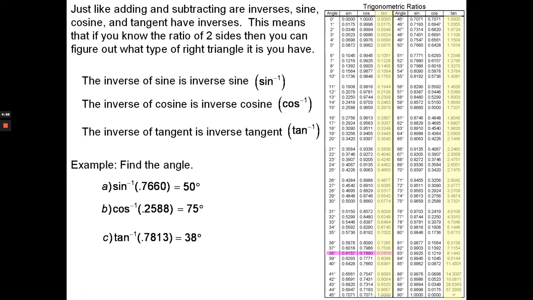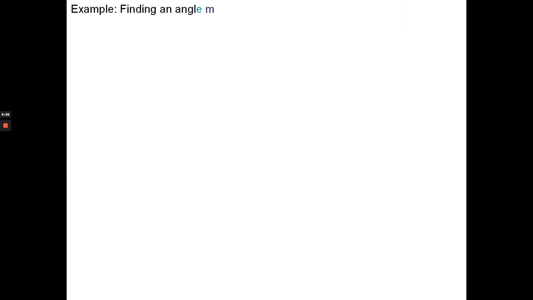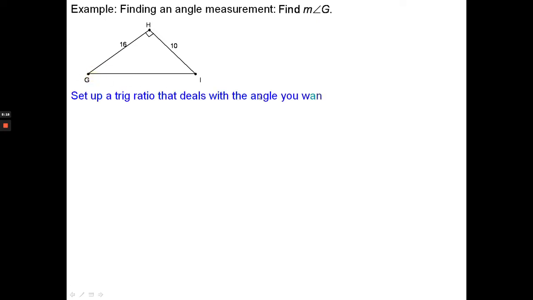So now, how does this help us when we are given triangles? So we want to find an angle. Notice this is in a right triangle. We have to be in a right triangle. And we want to find the measure of angle G. So we're going to be looking from angle G.